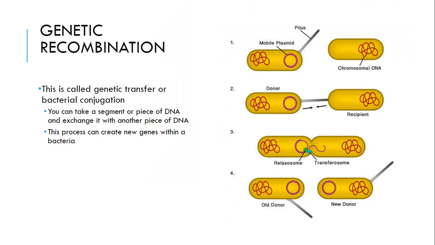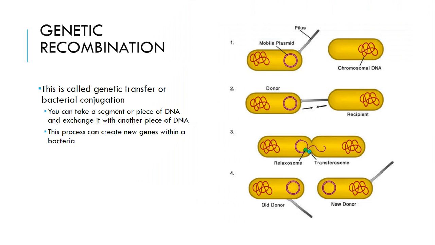The picture on your right shows this mobile plasmid being taken, and notice how we're moving, or recombining, the genetic information. So at the end, they both have this plasmid. We can transfer a plasmid pretty easily, and it's just taking a segment of DNA and exchanging it or introducing it to a new bacteria.